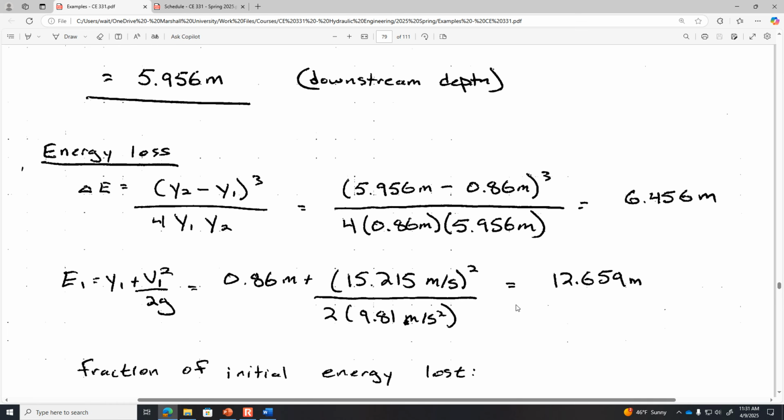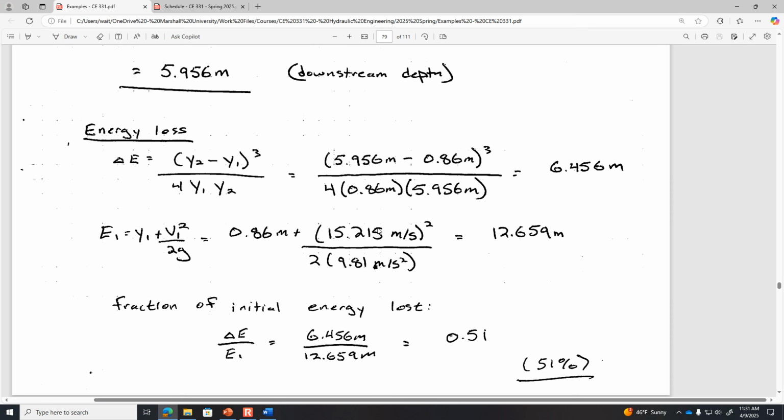So the fraction of that initial energy which is lost through the transition is going to be delta E divided by E1. So how much of the energy was lost as a fraction is the 6.456 meters that was lost divided by how much was initially there. So that's about 51% of the specific energy that was originally present.